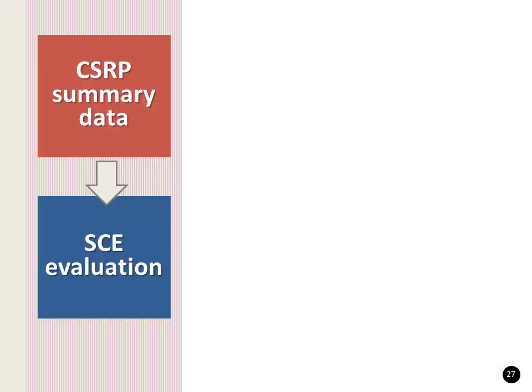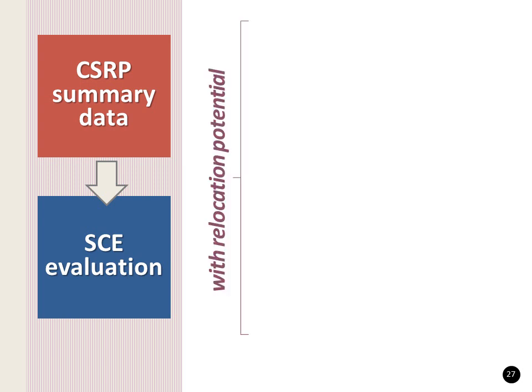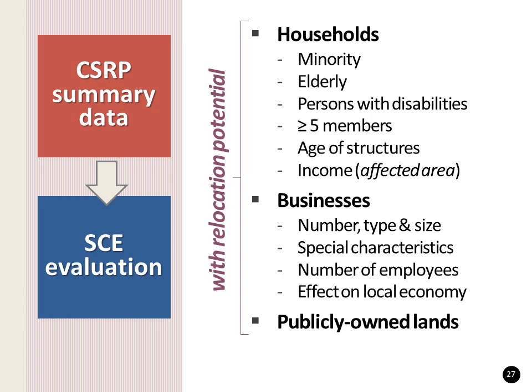Conceptual Stage Relocation Plan information used in the SCE evaluation includes data about households, businesses, and publicly owned lands having potential for relocation, as well as information obtained through community outreach. This information is compared to current and anticipated availability of relocation resources to identify any specific relocation problems, such as insufficient relocation housing or commercial space.